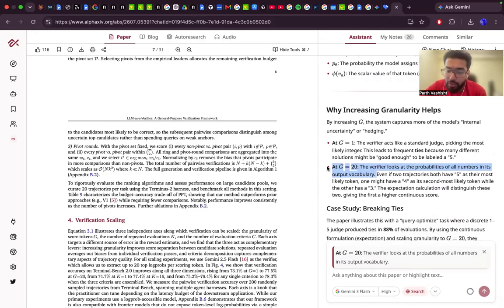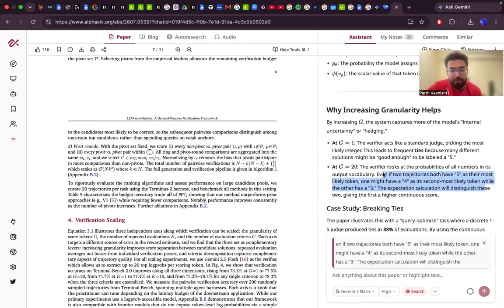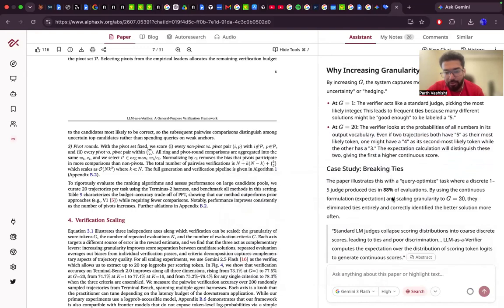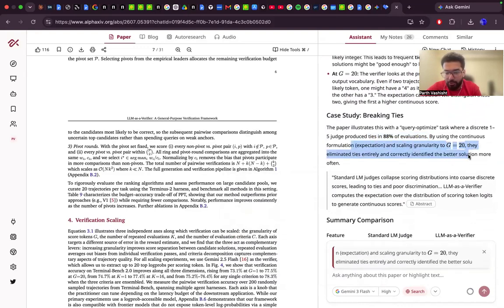Even if two trajectories both have 5 as their most likely token, one might have 4 as its second most likely token, while the other has 3. The expectation calculation will distinguish these two, giving the first a higher continuous score. The case study illustrates that the query of 1 to 5 produces ties in 88% of the evaluations, but using the continuous formulation and scaling granularity to G equal to 20, they eliminate ties.